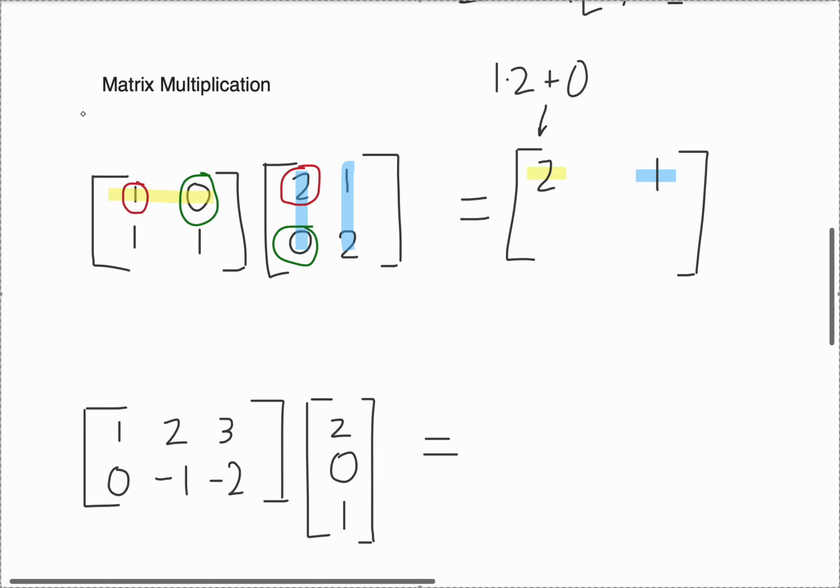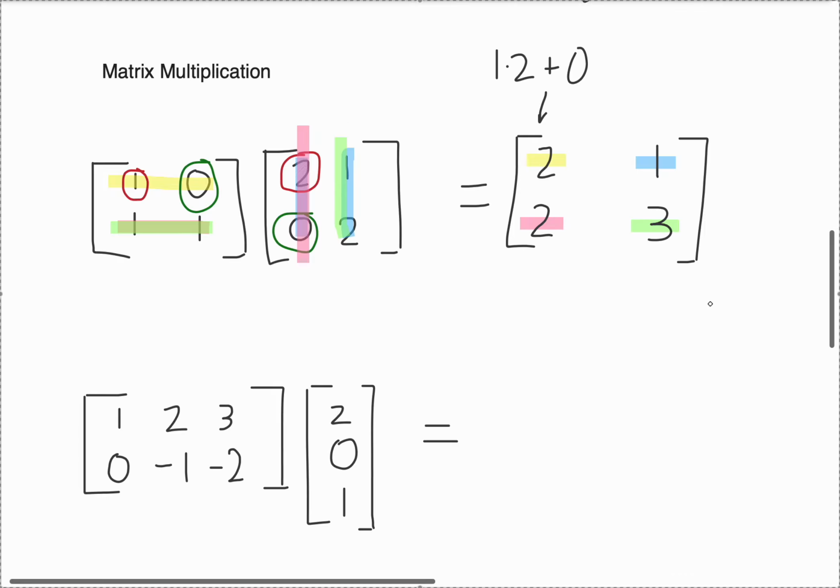And then similarly, this next spot will be the second row, first column, right? 1 times 2 is 2. 1 times 0 is 0. So this should all be 2 if we add them together. 2 plus 0 is 2. And then this is the second row, second column. 1 times 1 is 1. 1 times 2 is 2. Add them together and you get 3. Okay, so that's how we define matrix multiplication.